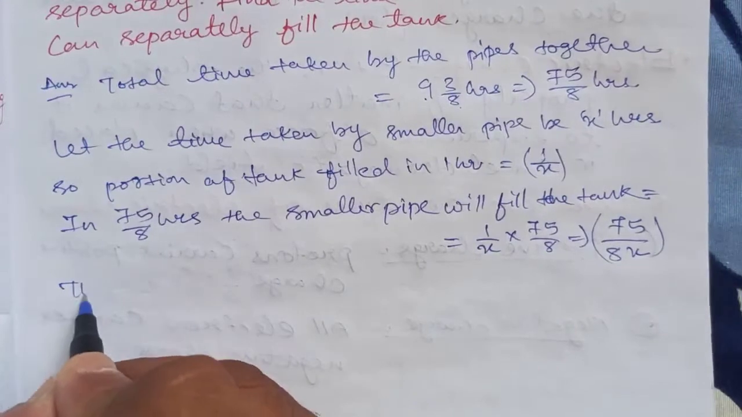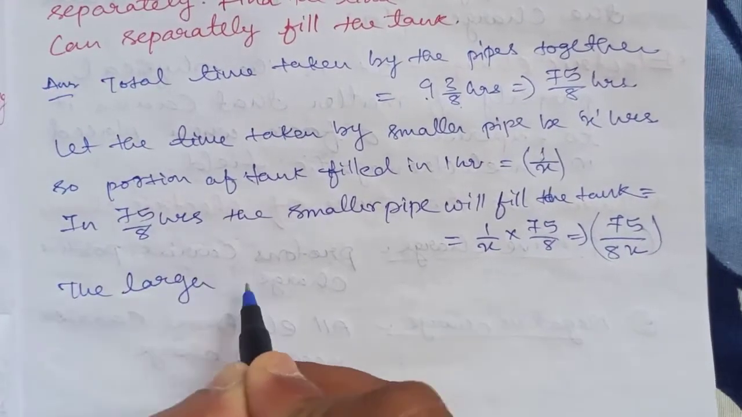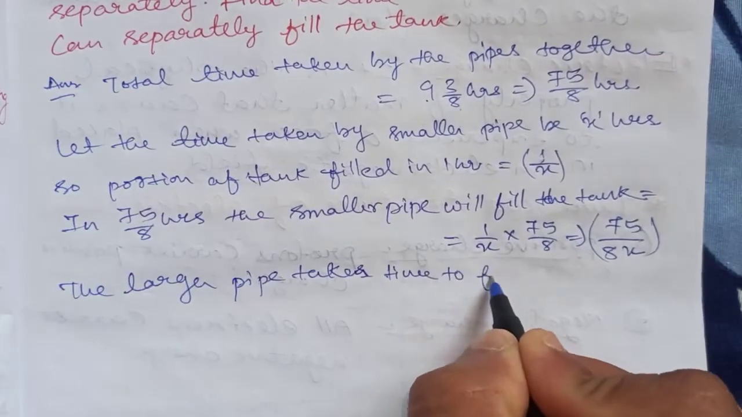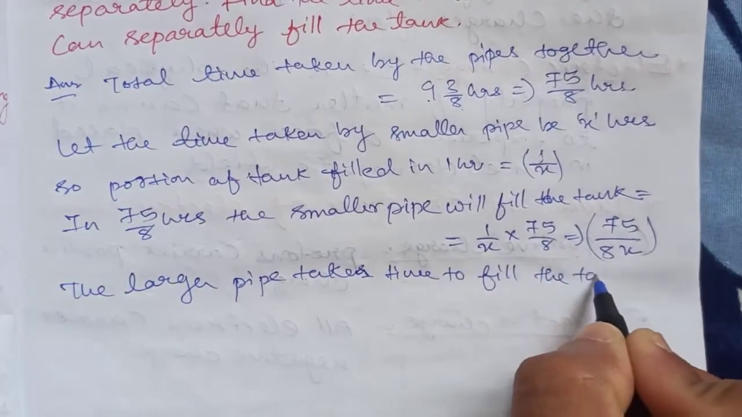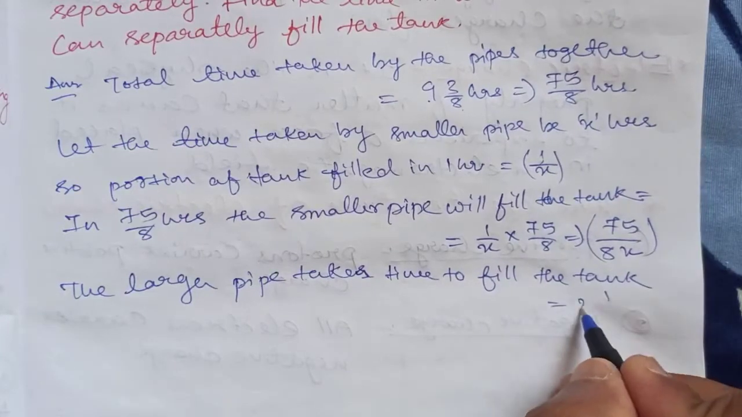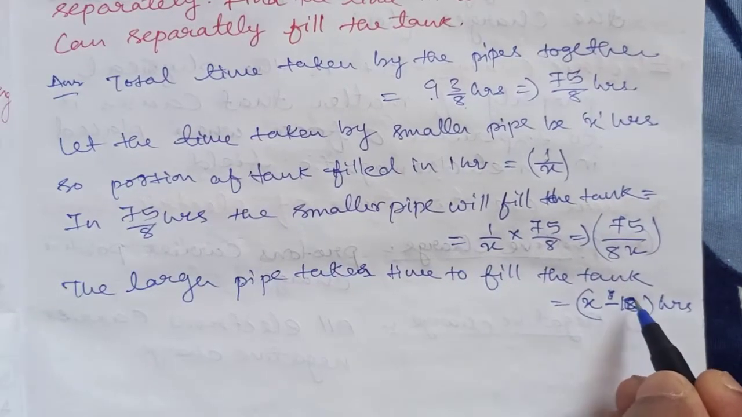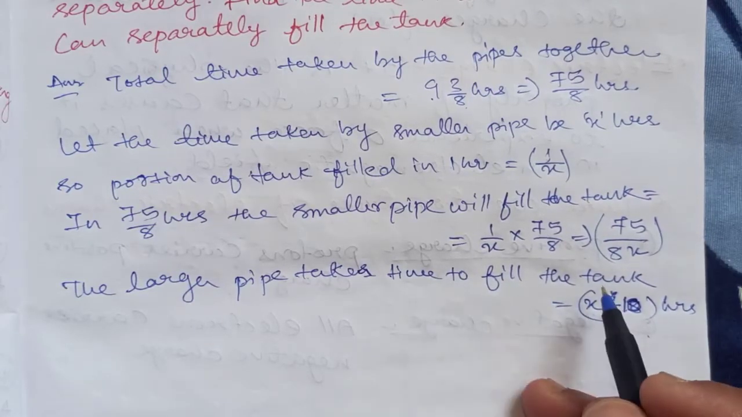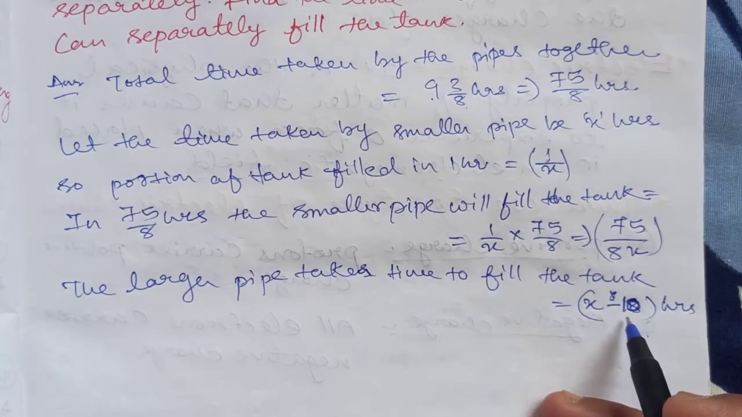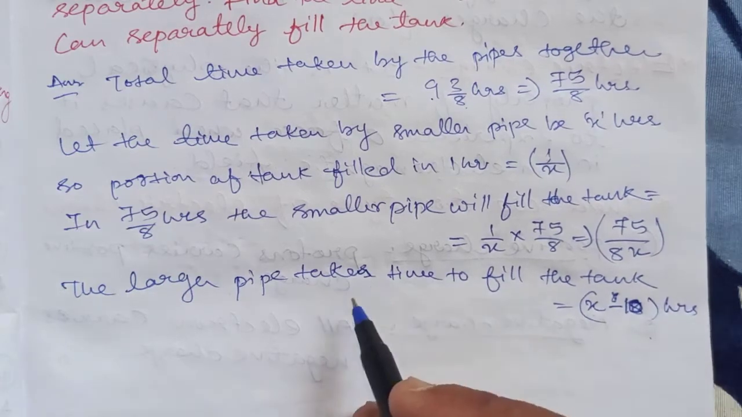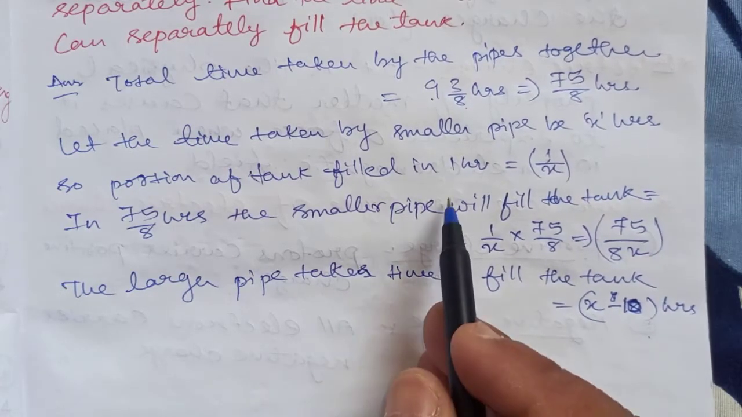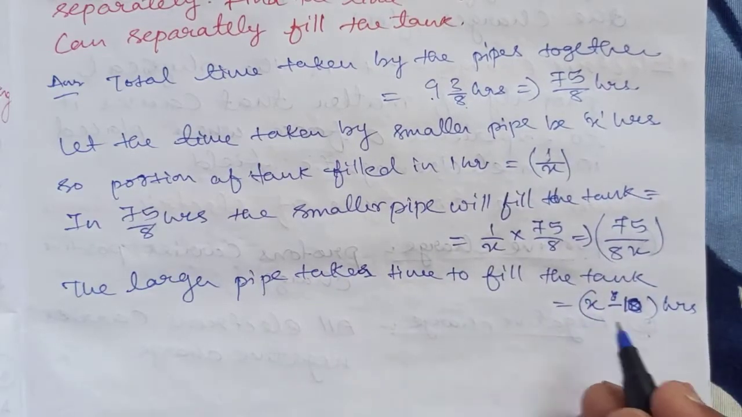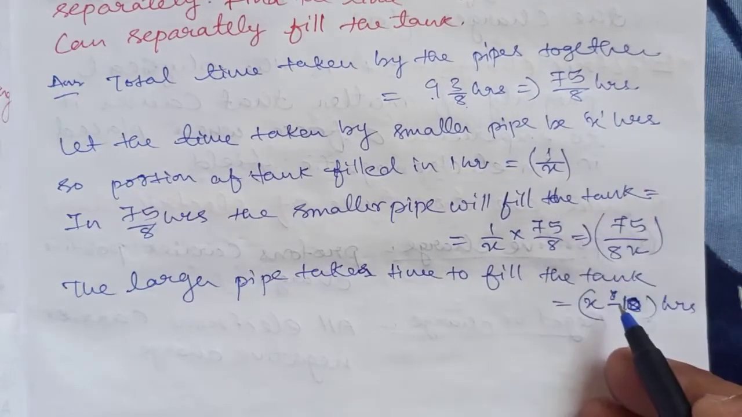Similarly, the time the larger pipe takes to fill the tank is x minus 10 hours. Okay, how x minus 10 hours? Because the larger pipe takes 10 hours less than the smaller pipe. So the smaller pipe is taking x hours. Similarly, the larger pipe will take x minus 10 hours because it is 10 hours less than the smaller pipe.